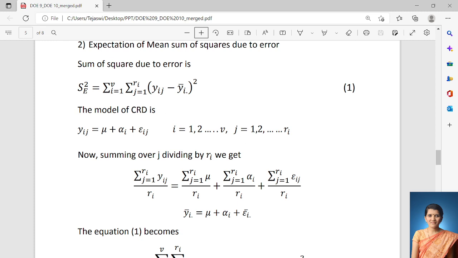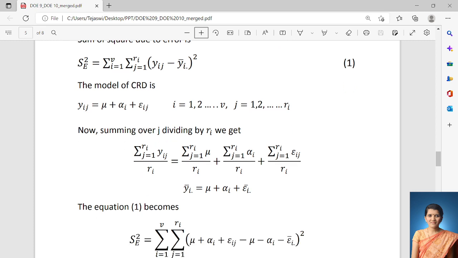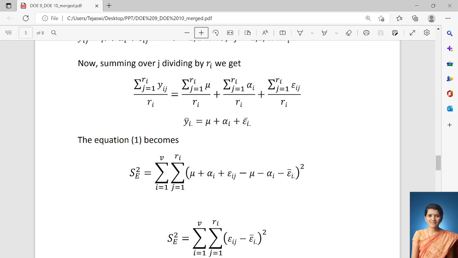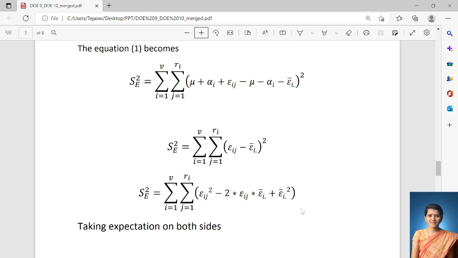Now equation 1 becomes: we substitute the yi dot bar value into this equation, and the yij value is this. So equation 1 becomes the sum of square due to error is the double summation of mu plus alpha i plus epsilon ij, minus mu, minus alpha i, minus epsilon i dot bar. Here mu gets cancelled, alpha gets cancelled, and only epsilon ij and epsilon i dot bar remain. So we consider (a minus b) whole square and expand this: a square minus 2ab plus b square.